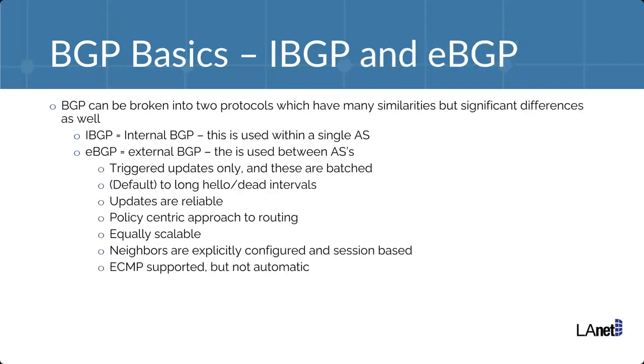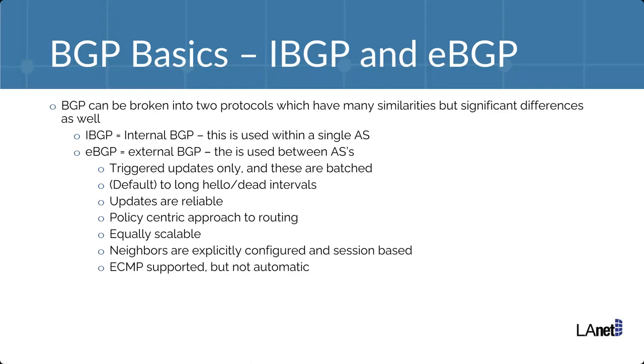The updates are reliable, as I mentioned. They're done through TCP. They both support policy-centric routing. They're both equally scalable. They can scale to millions of routes, right? Both of them explicitly configure their neighbors, right? So there is no neighbor discovery in BGP. We have to manually program all of our neighbors. And they do support equal cost multipath load sharing. However, it's not automatic. You would have to enable it.